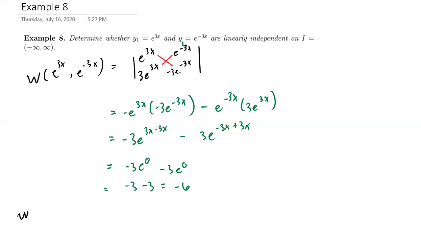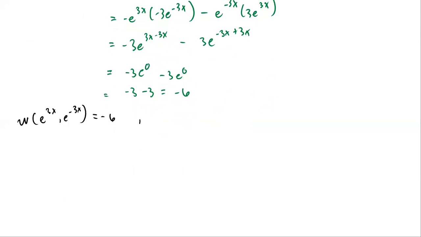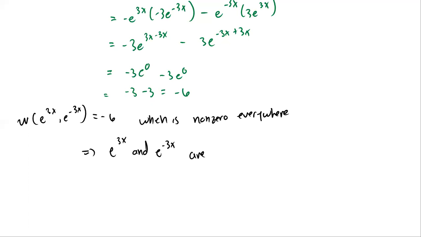So the Wronskian of these two functions is negative 6, which of course is not equal to 0 anywhere because it's a constant, which is non-zero everywhere, which implies these functions are linearly independent everywhere. So everywhere is the same as saying from negative infinity to infinity.